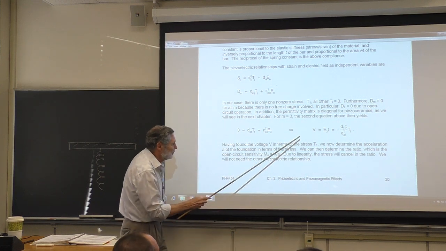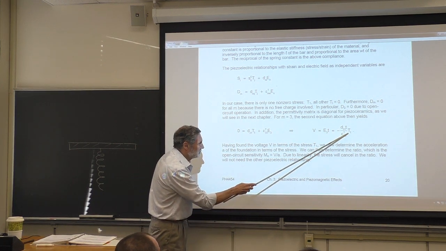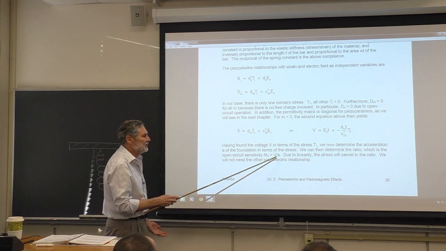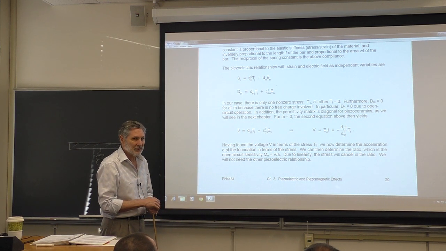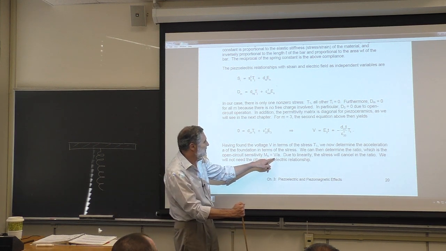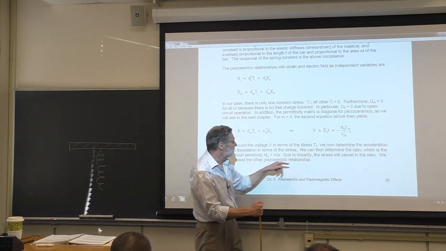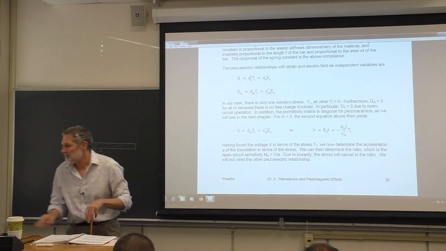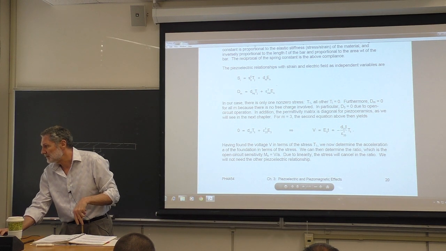So we have the voltage here, it's proportional to stress. The acceleration is also going to be proportional to the stress. So what we need to do now is find the acceleration in terms of the stress. When we take the ratio, it will cancel and we'll have our sensitivity. That's the idea.